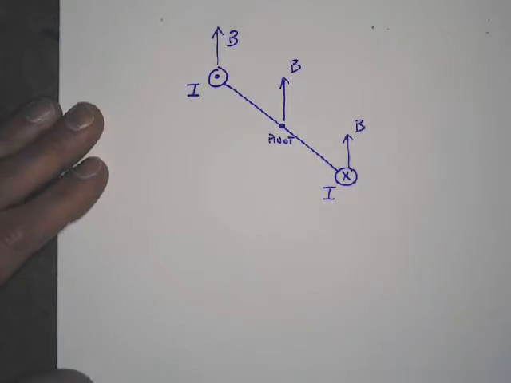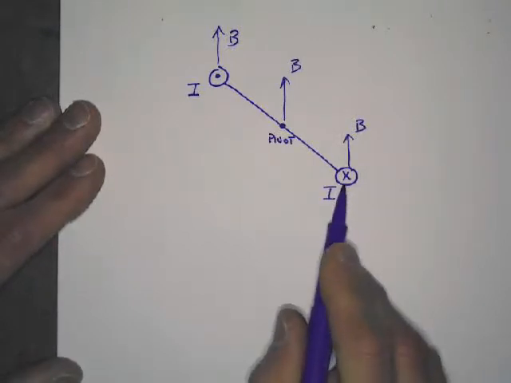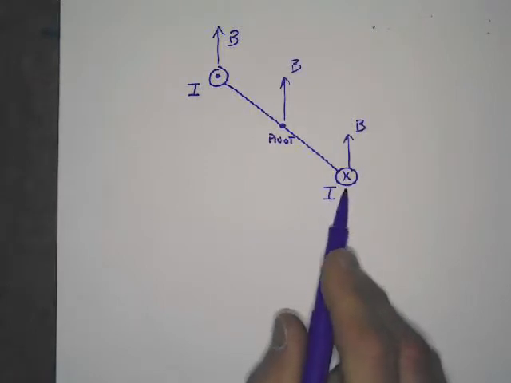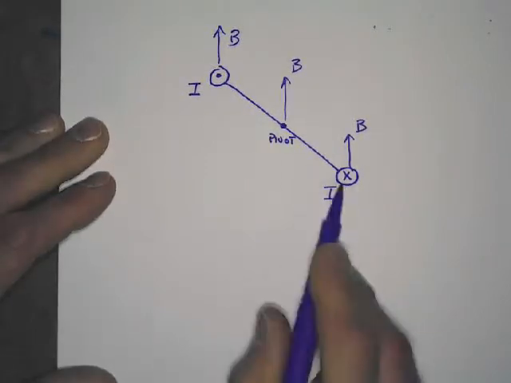Okay, so maybe this is a uniform magnetic field pointing vertically upwards. Let's do this the old-fashioned way, and first figure out if there's going to be a torque on this loop around the pivot.